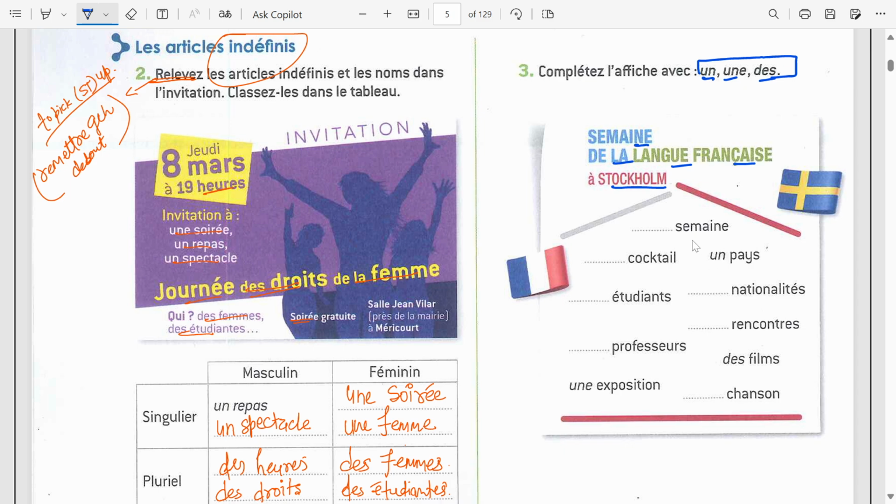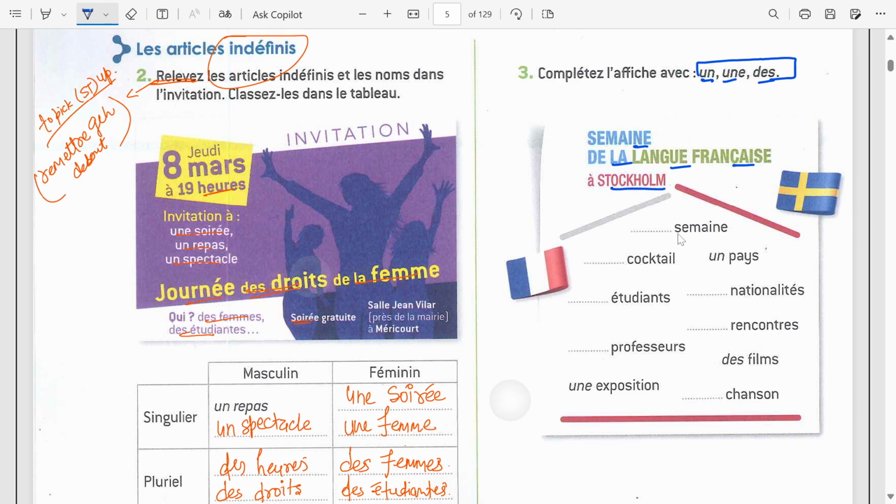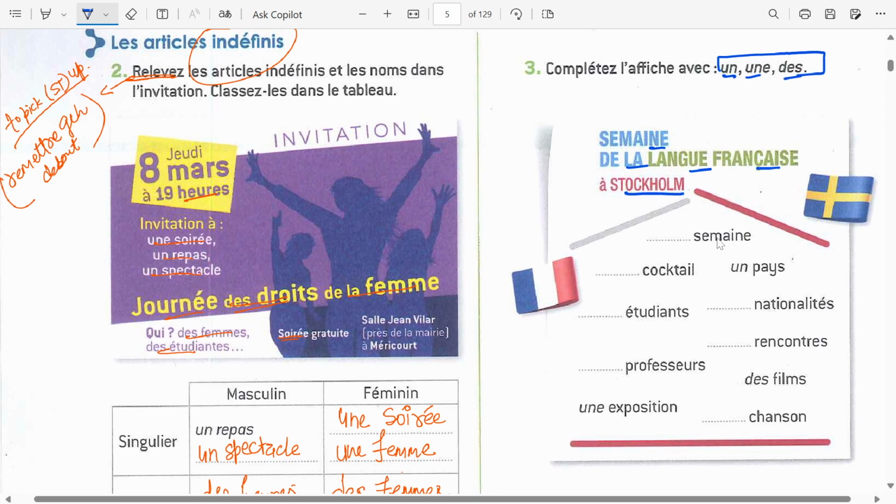So let's see. I have given you some tips for the noun gender, right? Feminine, right? So it should be une. Perfect, perfect. Very good, very good. Can you tell me what this would be, masculine or feminine or plural? It's going to be masculine. Yes, a cocktail.